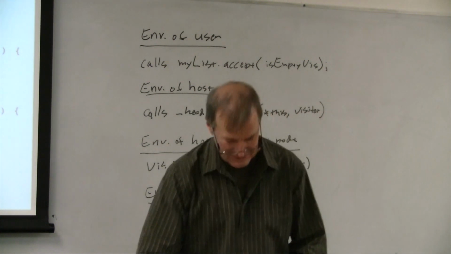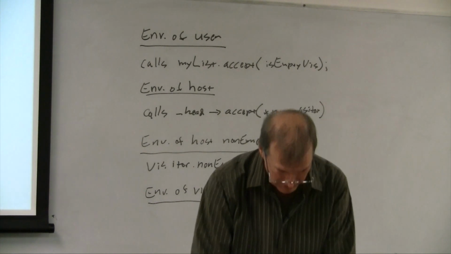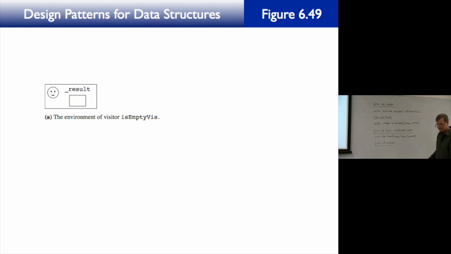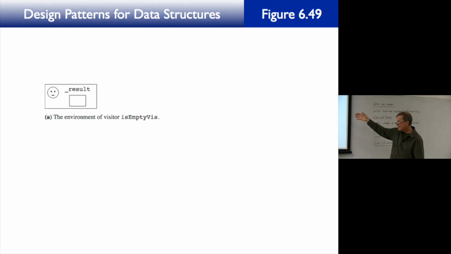So I tried to illustrate this by this sequence of figures. Look. Now, what is the environment? This figure 6.49a shows the environment of visitor isEmptyViz. Now, why do we have an underscore result? Because that code that we just looked at for isEmptyViz, see here? It has an attribute, right? So the environment of the visitor is empty. That's what it is, okay? But then what happens is this.